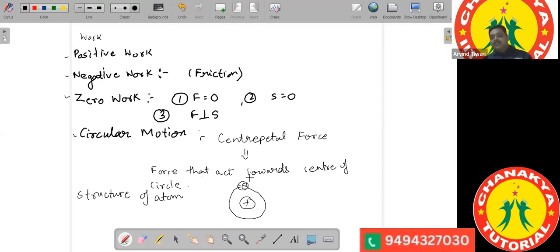If you observe in nature, we observe Earth orbiting around the sun. The Earth requires a centripetal force, and that centripetal force is provided by the gravitational force of the sun, right? So everyone understood this about the gravitational forces? Yes, sir.